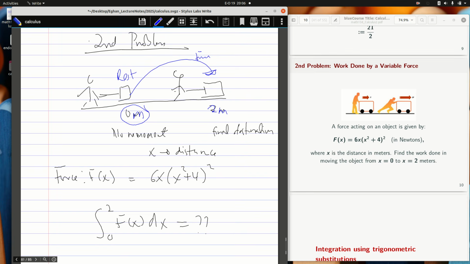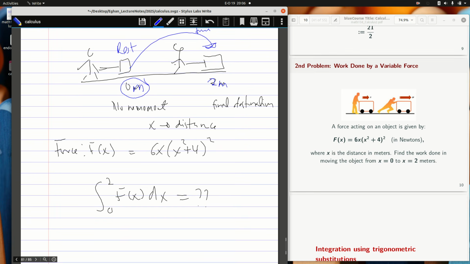And so we said x is the distance covered. The force acting on the object is given by this function. So given that I covered 1 meter's distance, it means the force applied will be 6 times 1 squared plus 4, all to the power of 2. This is 6 times 5 squared. 5 squared is 25. 25 times 6 Newton or joules will give you the force applied at 1 meter.